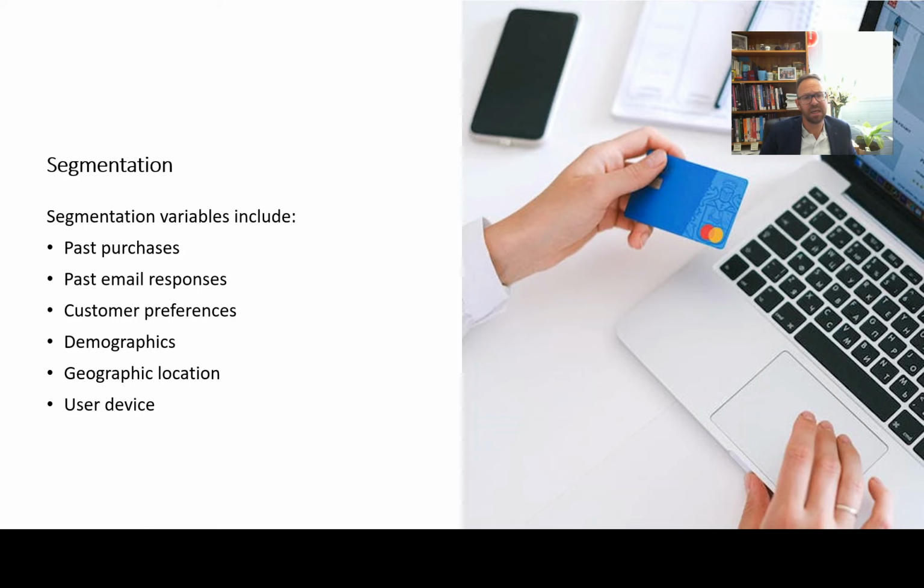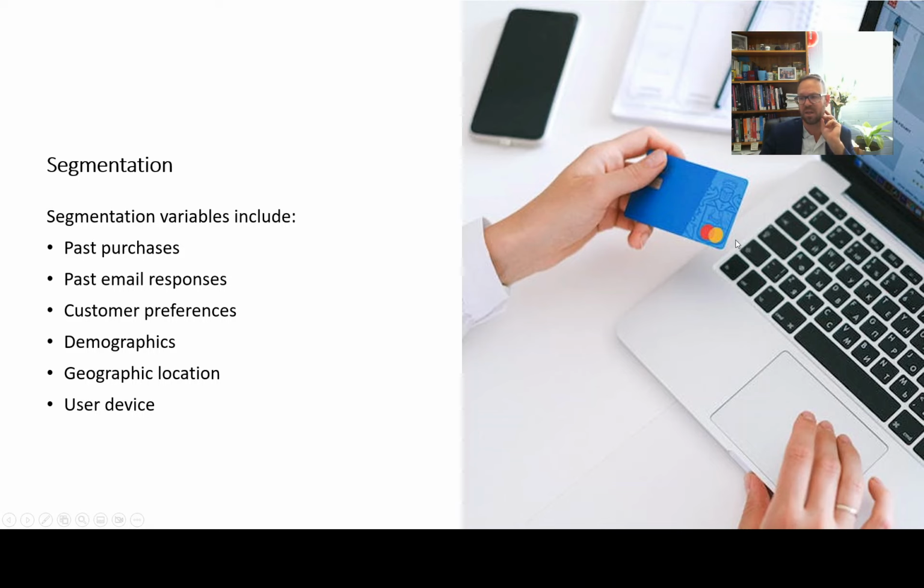So segmentation variables include past purchases. When you're on principles of marketing, you'll learn about segmentation, and we would have been quite conceptual because we looked at geographic location, demographics such as age and gender. We looked at psychographics such as their values, attitudes, and lifestyles, but then also behavioural. So a lot of this stuff is for digital marketing. We can dig down right into these specific variables.